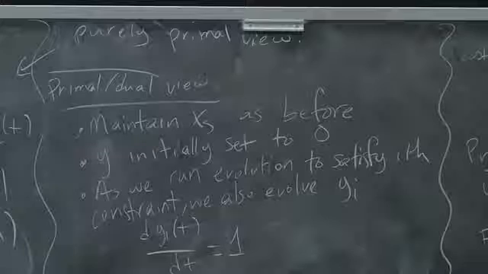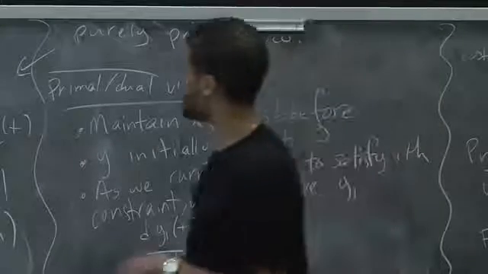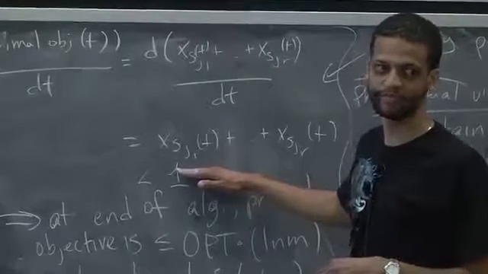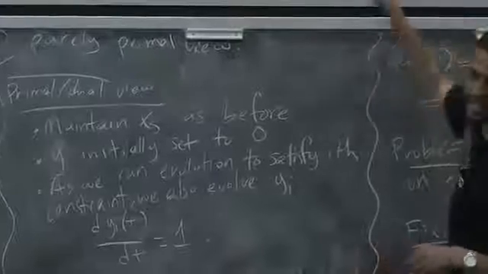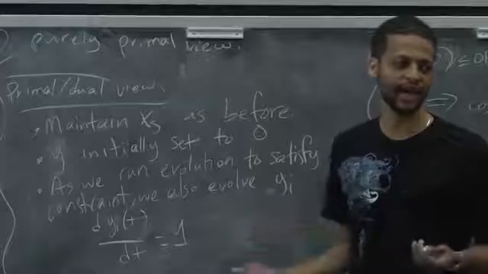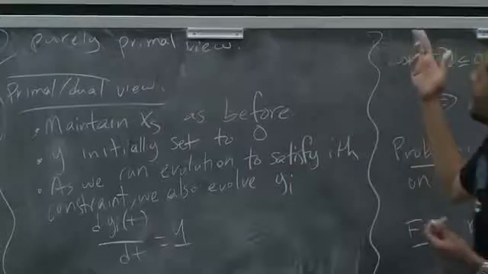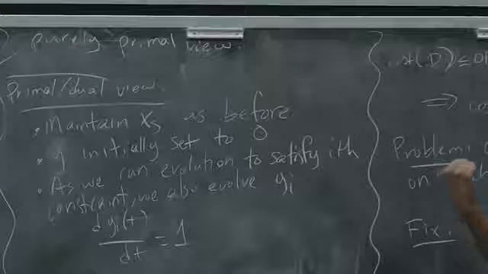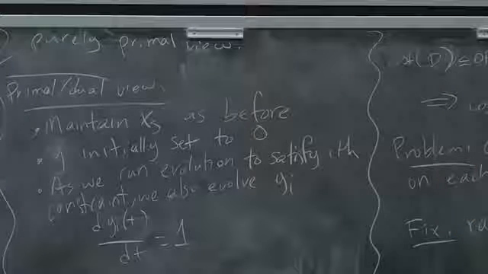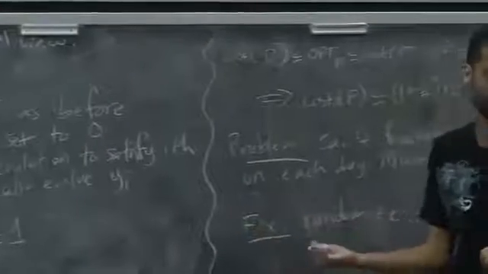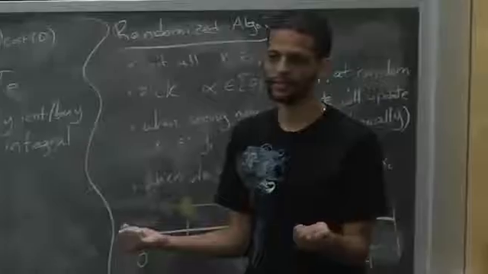So already we see that the primal objective in every time step is going up by at most 1. The dual objective, right? The dual objective is just the sum of the yi's. The dual objective in every time step is going up by exactly 1. This already tells us that at the end of the day, when we get our x's and y's, our primal and dual solutions, the primal cost of x is at most the cost of y.